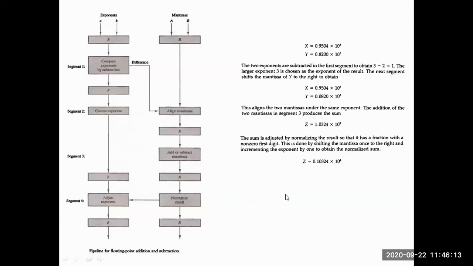So this is clearly a pipelining concept, and it can only be achieved when we segregate the operation into segments and put registers in between each segment. So this is a very simple example of how an arithmetic pipeline exists and how it can work.